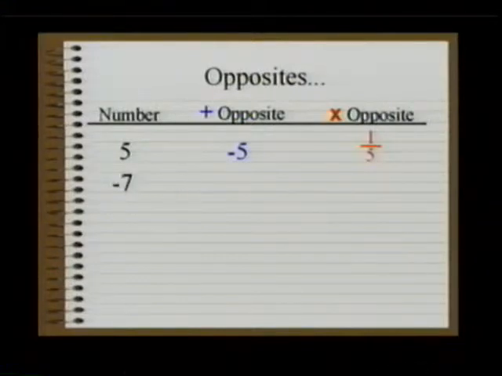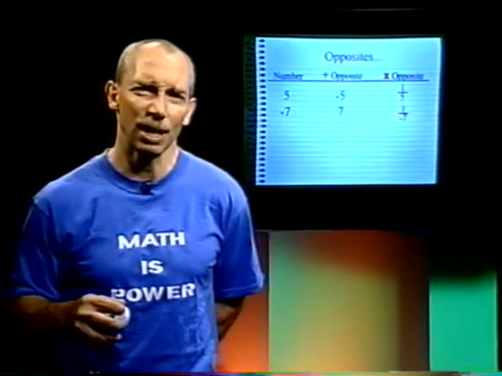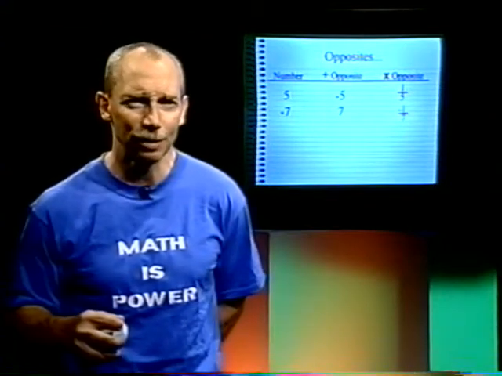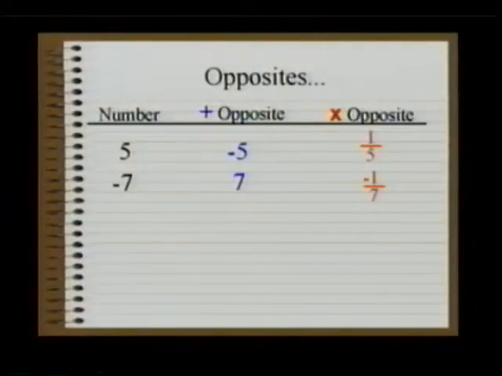Negative 7. What is its additive opposite? Well, its additive opposite is positive 7. What is its multiplication or multiplicative opposite? Well, I'm starting to see a pattern here. 1 over negative 7. I don't think you'd say 1 over negative 7. You'd probably say negative 1/7. It would equal the same thing, wouldn't it?